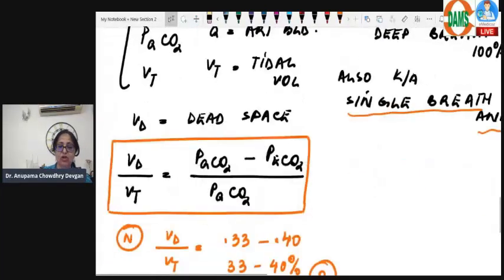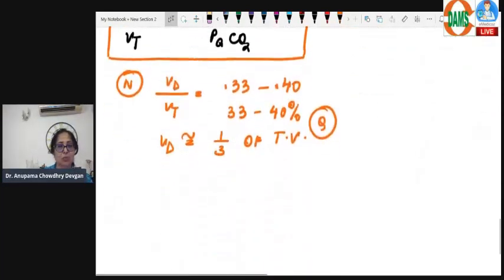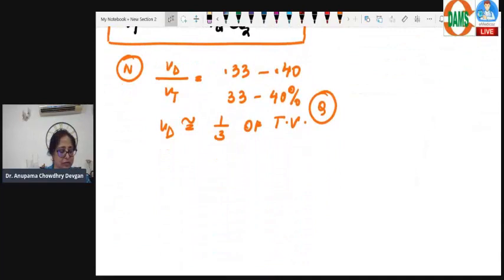What is the Bohr's equation? Dead space by tidal volume ratio is PaCO2 minus PeCO2 divided by PaCO2. And how much is the normal dead space by tidal volume ratio? 0.33 to 0.40, or one third of the tidal volume. Okay? So this is as far as your physiologic and the anatomic dead space is concerned.